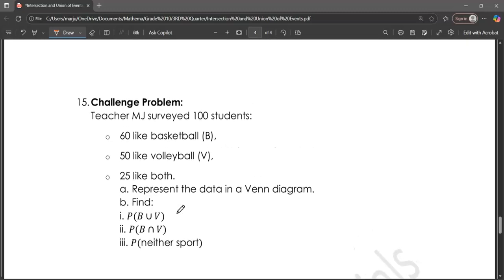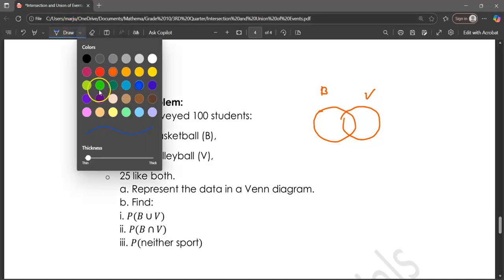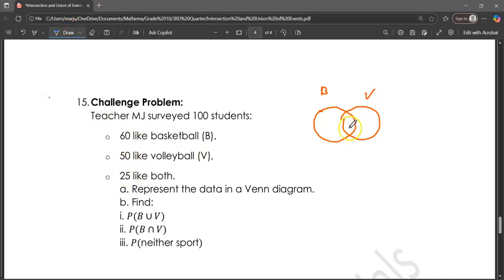So nag-survey daw ako. This is my Venn diagram. Basketball and volleyball. So you always start from the middle if you draw your Venn diagram. So 25 yung nagsabing gusto nila both. So sa basketball, ilan ba sa basketball? 60. So ilan yung kulang dito? 35, right? Para maging 60 yan. Yung volleyball, 50. So ilan yung kulang? 25.